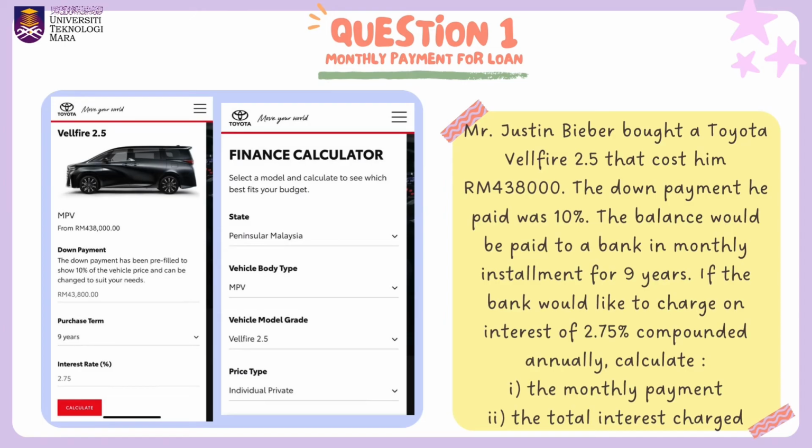Question 1. Monthly payment for loan. Mr. Justin Bieber bought a Toyota Velfire 2.5 that cost him RM438,000. The down payment he paid was 10%. The balance would be paid to a bank in monthly installment for 9 years. If the bank would like to charge on interest of 2.75% compounded annually, calculate first the monthly payment, second the total interest charge. On the left side, you can see the reference picture for the car information.